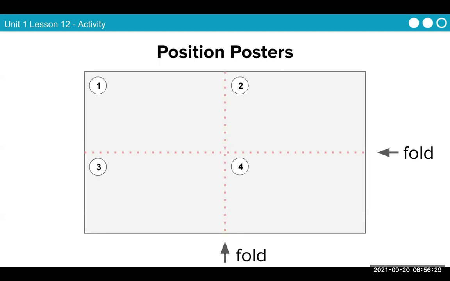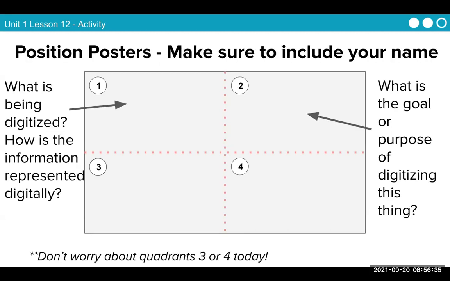All right, now we've got our poster. You're going to fold it into 4. There are 4 sections, 1, 2, 3, and 4. On the upper 2 sections, 1 and 2, make sure to include your name. What is being digitized? How is the information represented digitally? What is the goal or purpose of digitizing the thing? Put everything you guys decided on. Don't worry about quadrants 3 and 4.